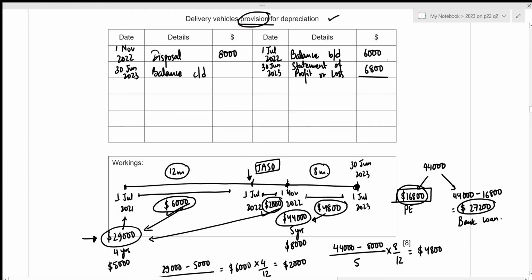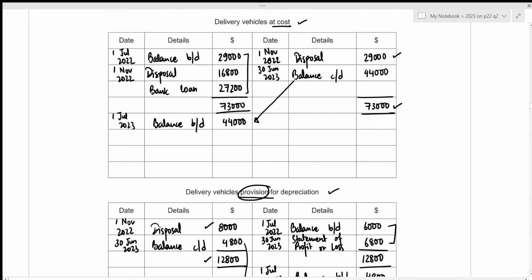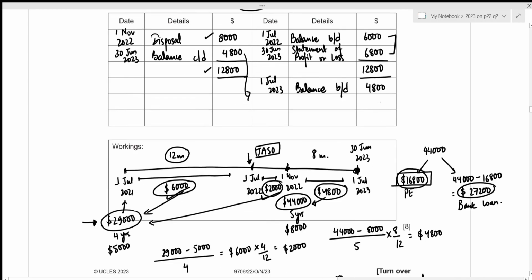We first need to figure out the total from the credit side. That's 6,000 plus 6,800, which is 12,800. That's the total for the debit side as well. Then our closing balance is just going to be 12,800 minus 8,000, which is 4,800. We need to show this balance as the opening balance for the next period on the opposite side. So that will be at the date of 1st July 2023 with the heading balance brought down and the same value of 4,800. Alright, this completes our delivery vehicles at cost and delivery vehicles provision for depreciation account.